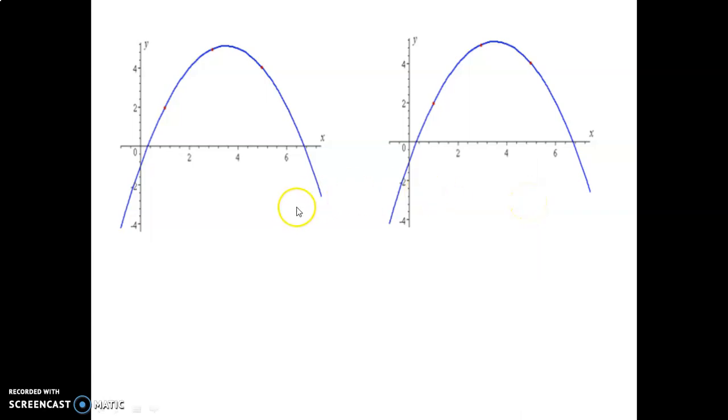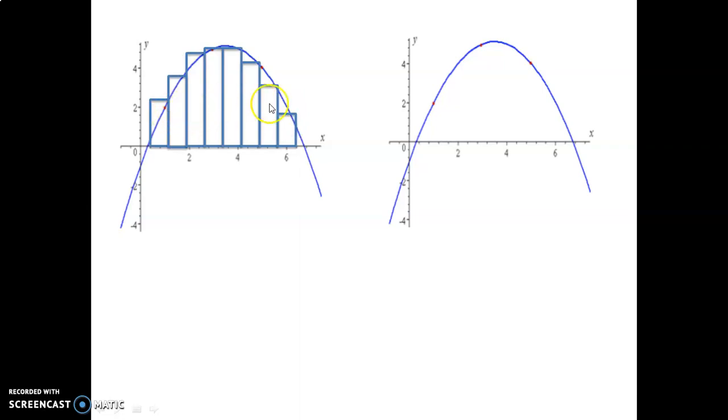So let's just highlight that idea one more time. We want the area under this curve. We can insert a bunch of rectangles, find the area of those, and the sum of those rectangle areas is a good approximation for the area under the curve. However, there are these gaps here and these parts here which stick up above the curve.